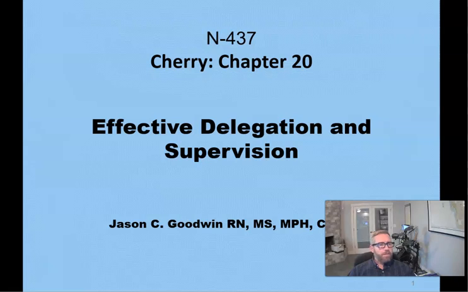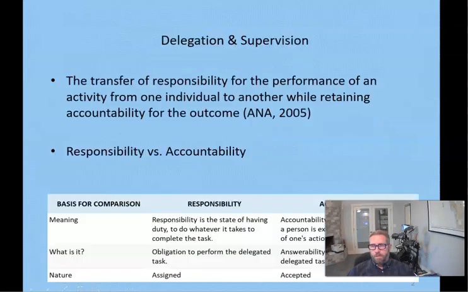Today we're going to talk about effective delegation and supervision, something that, whether you like it or not, comes with the license. So we're going to talk a little bit about that. Okay, so a couple things to understand about delegation and supervision.